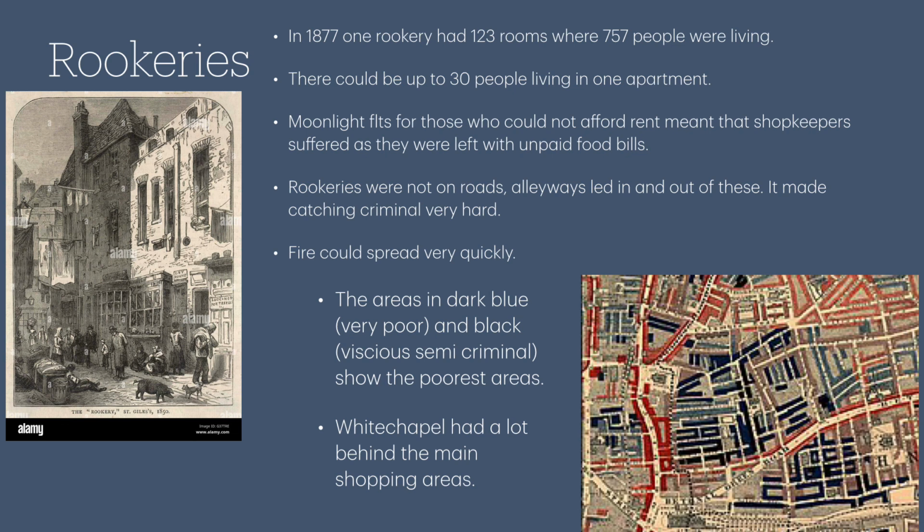Now, you'll see there are some specific facts there linked with rookeries to do with how many people there would be in one specific rookery of 123 rooms, when there are 757 people actually living in that building. The buildings were cramped. There are tight alleyways in between the rookeries, which meant that criminals could often evade the police because they knew their way round the different alleyways that were connecting these rookeries together.